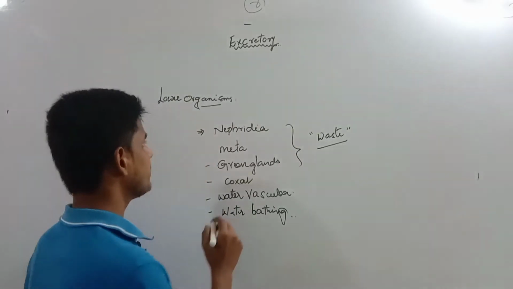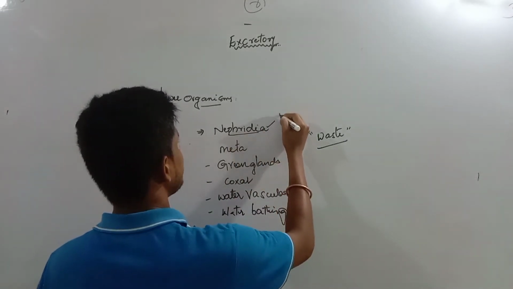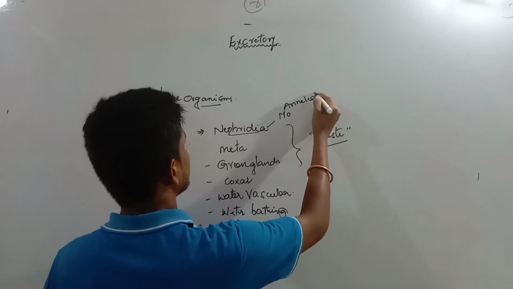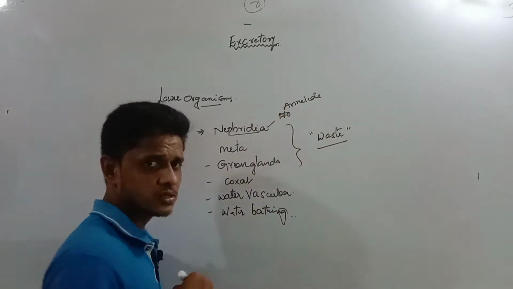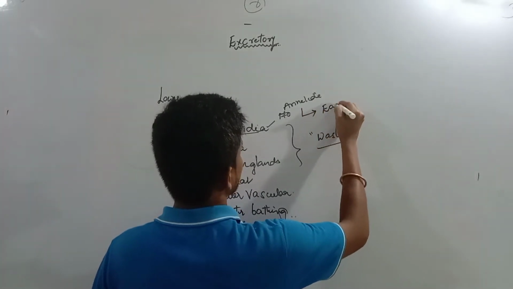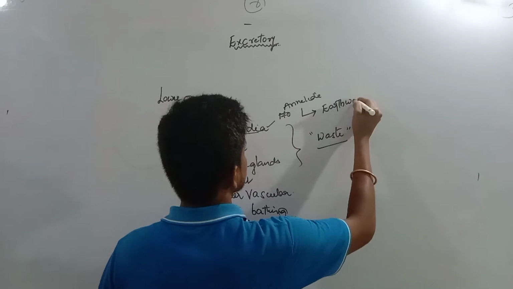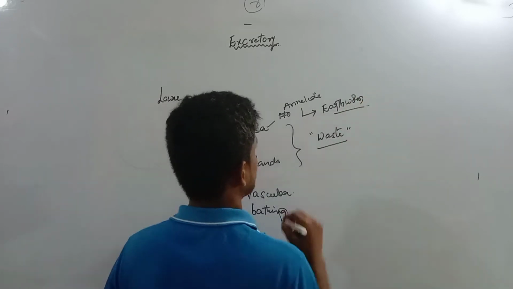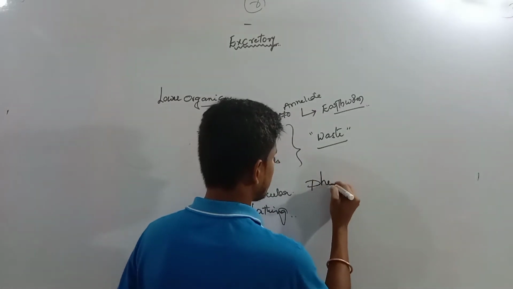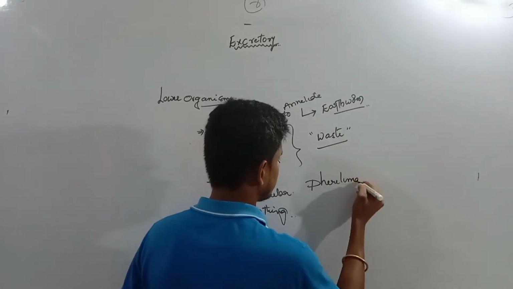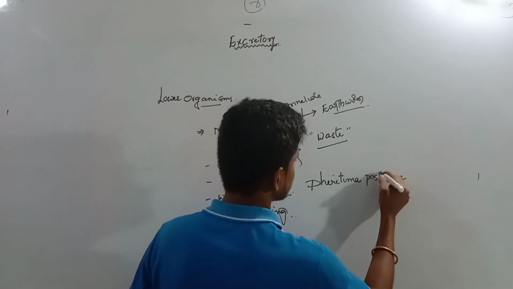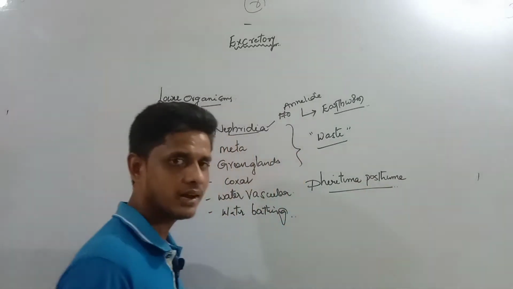And the metanephridia and nephridia can be seen in annelida. Let us have an example of annelida. The example of annelida is earthworm. The scientific name of earthworm is Pheretima posthuma. It is an indigenous earthworm, so it belongs to our country only.